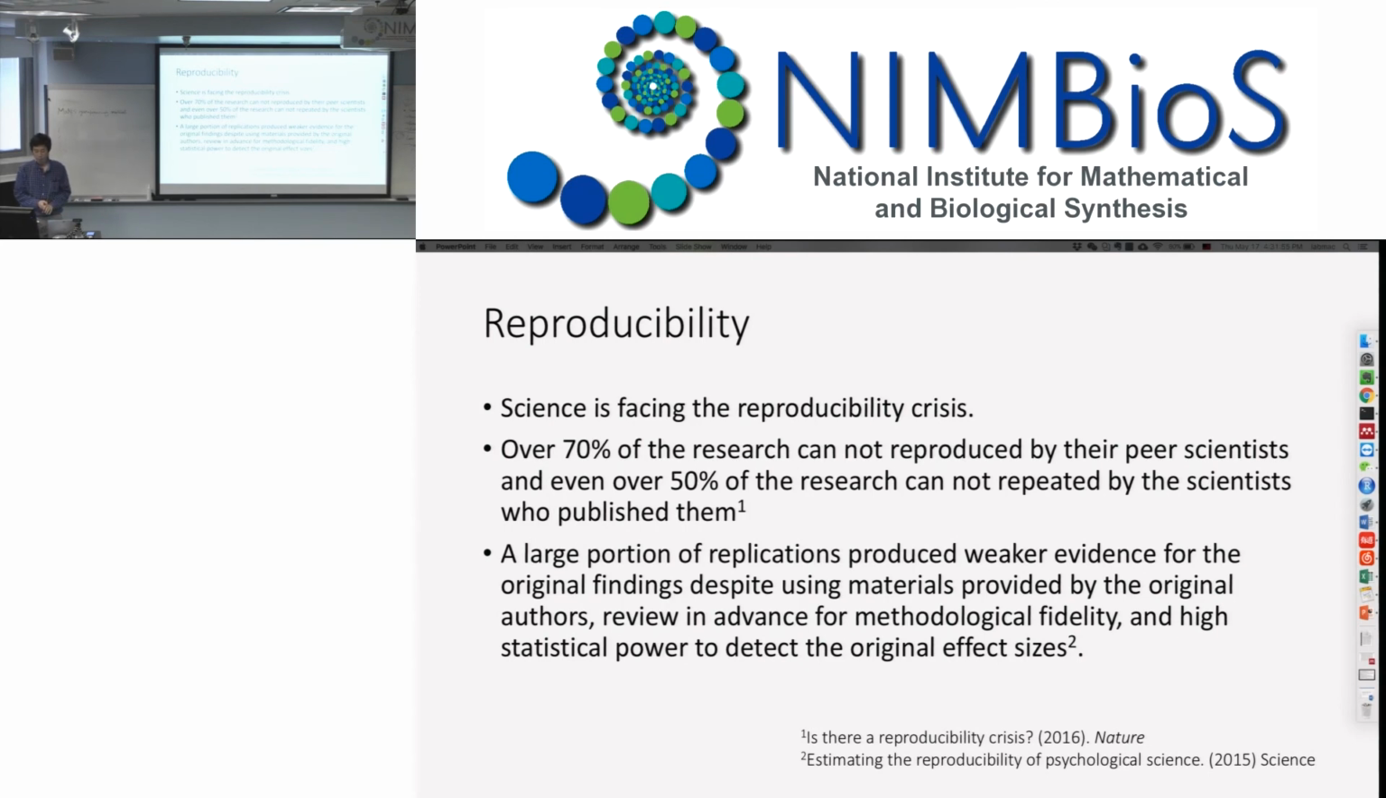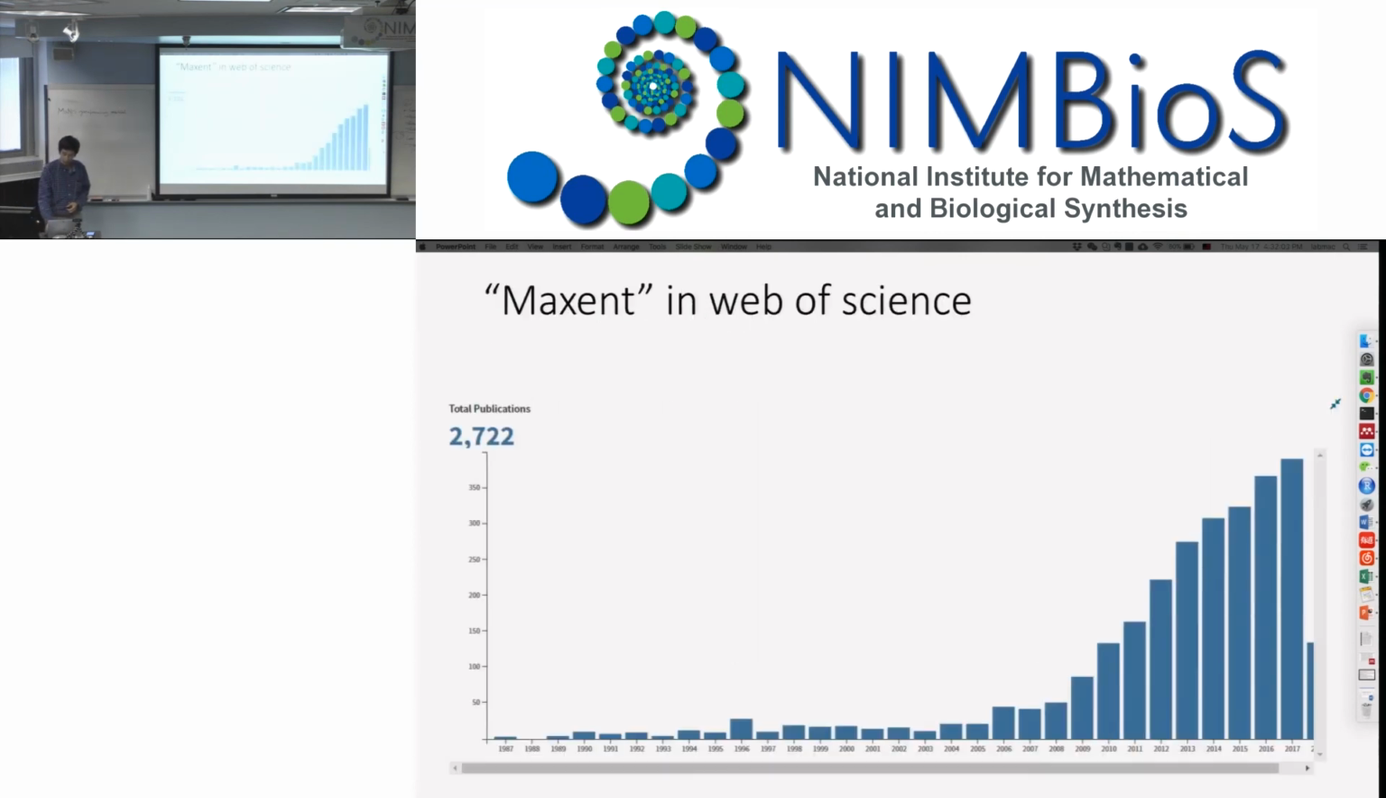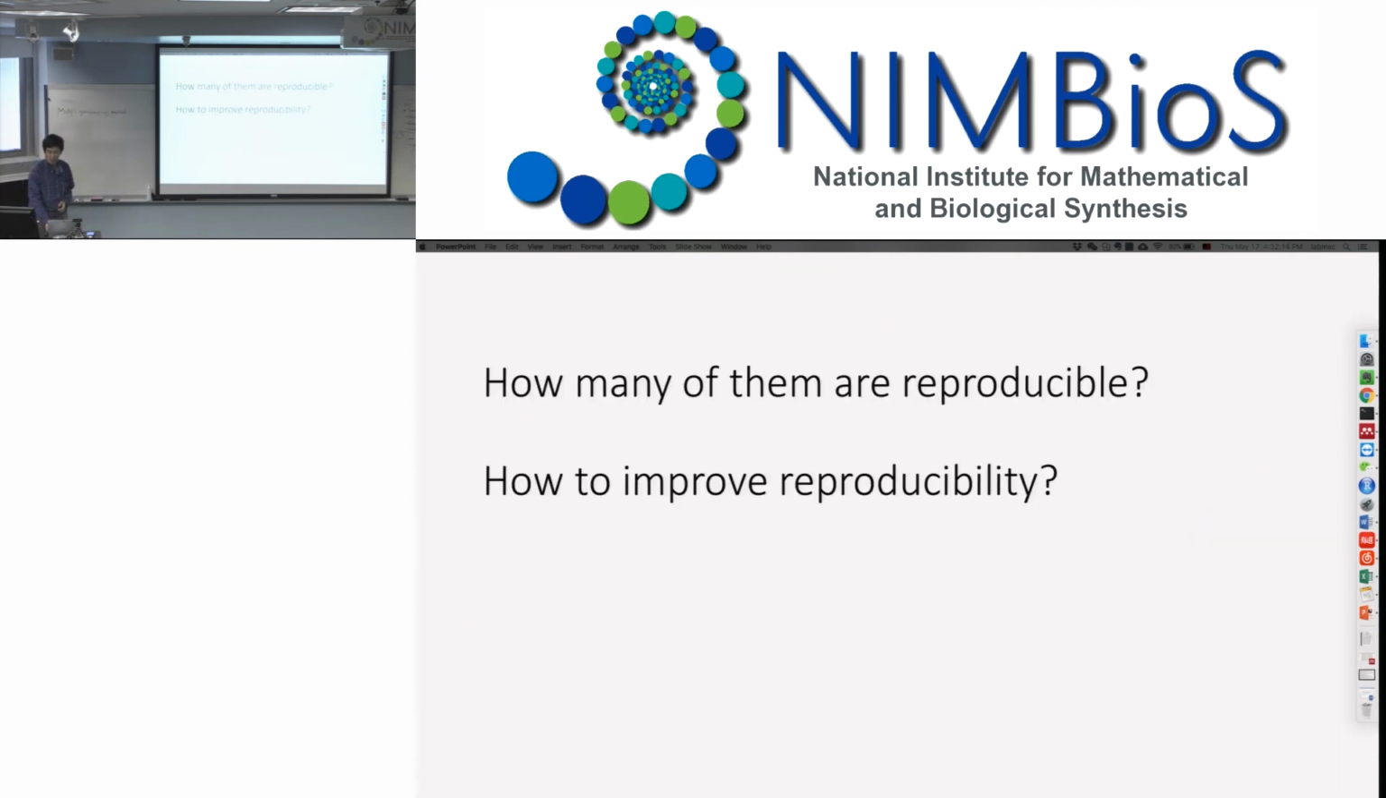So it is important. And I think this is probably an underestimation of papers that use Maxent, but there's an exponential increase of papers that use Maxent to do their research. So my question is, how many of them are reproducible? And if they're not reproducible, then how should we improve the reproducibility of our field?